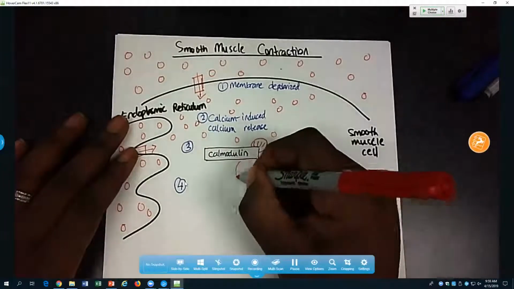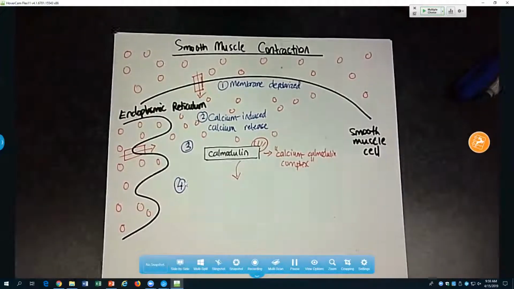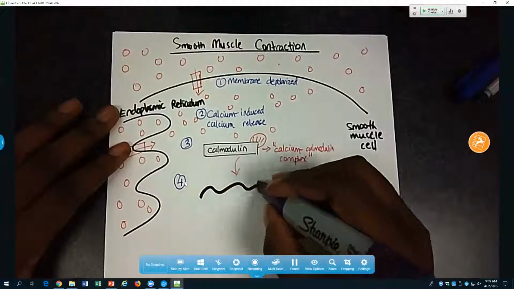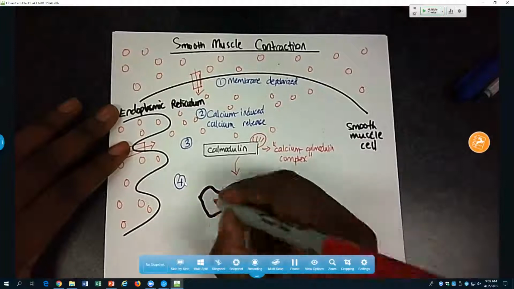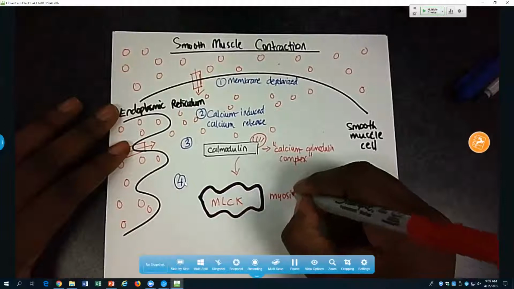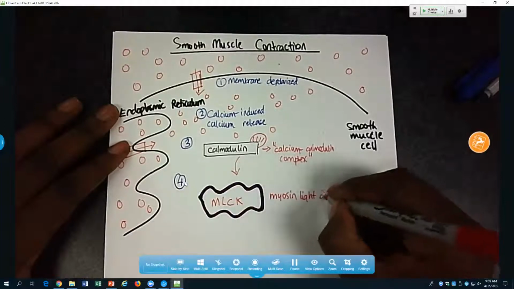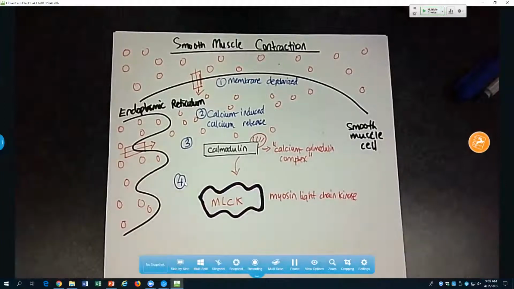Well, it's gonna go and activate an enzyme. Now, let's talk about this enzyme. So this enzyme is called MLCK, and that stands for myosin light chain kinase. Now, this is an enzyme, and it's ending with kinase. What do we think is the job of this enzyme? What is this enzyme going to do in its activated state?